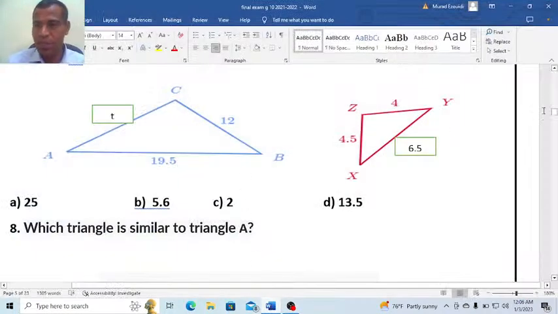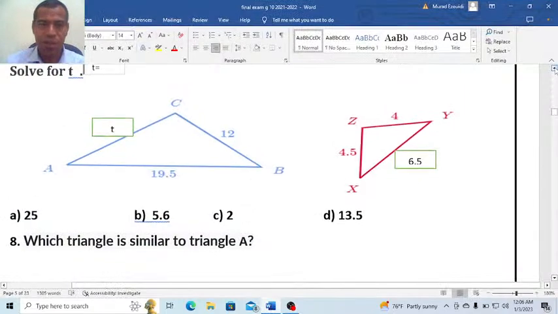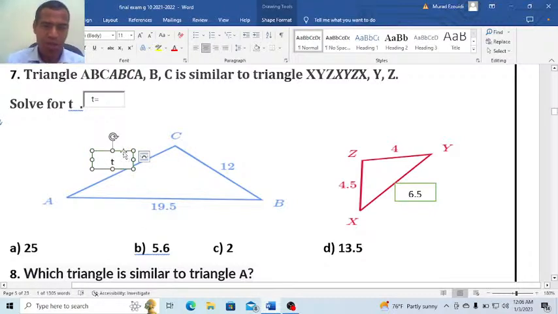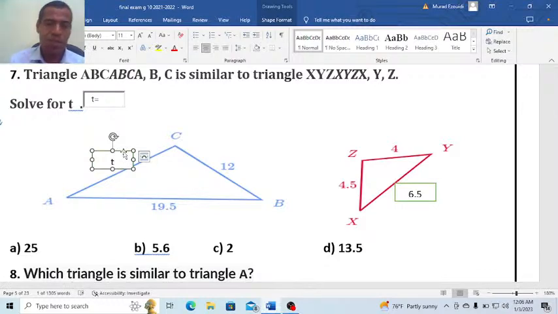The question is: solve for t. We have two similar triangles, ABC and XYZ. Since the two triangles are in fact similar, their corresponding angles should be equal, and the corresponding sides should be in the same ratio.